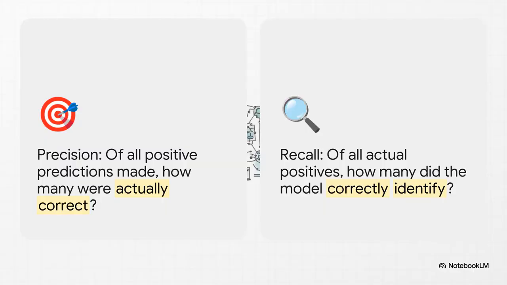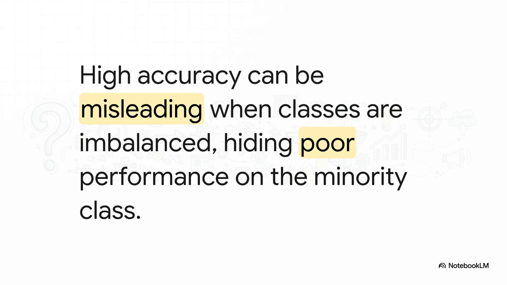So how do we know if our classification model is any good? Well, we use metrics like precision and recall. Precision asks, of all the times we predicted yes, how often were we right? And recall asks, of all the things that were actually yes, how many did we manage to find? The tricky part is, these two are often fighting each other, and you have to decide which one is more important for your specific problem.